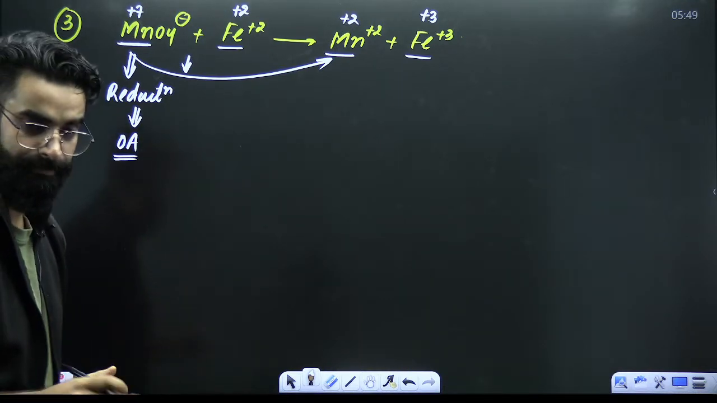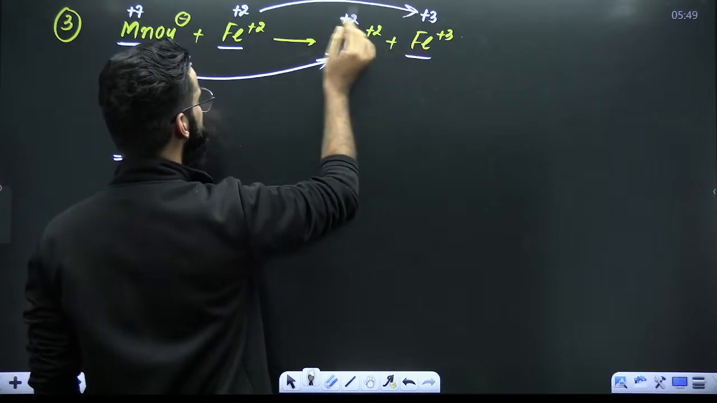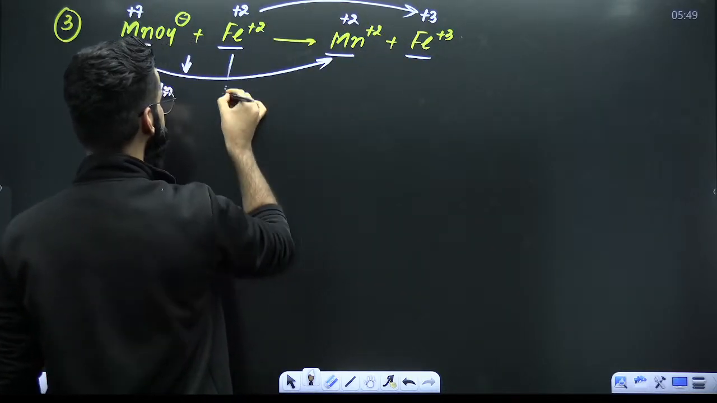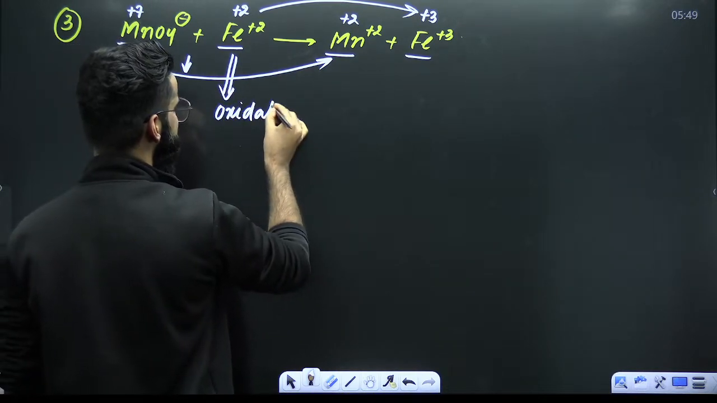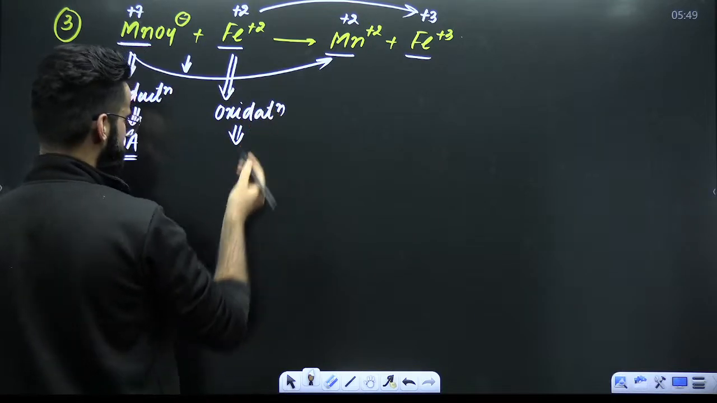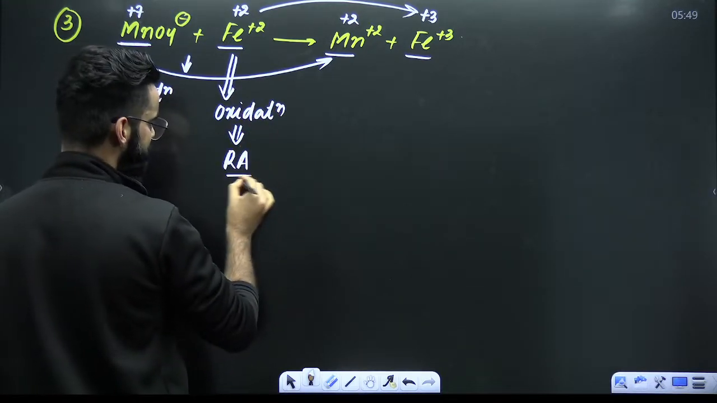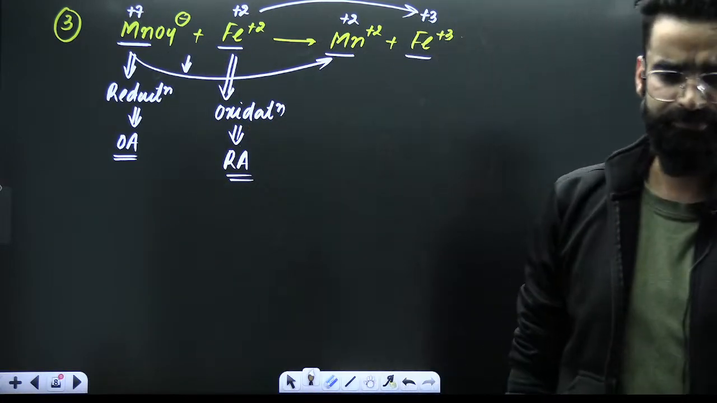As simple as that. In the similar way, check the oxidation state of iron. It is changing from +2 to +3. +2 to +3 means increase in the oxidation state. Increase in the oxidation state is something which you call as oxidation. And that particular species which undergoes oxidation, that's something which I'll be calling as the reducing agent. Quickly, let me know in the chats if all these things are clear.